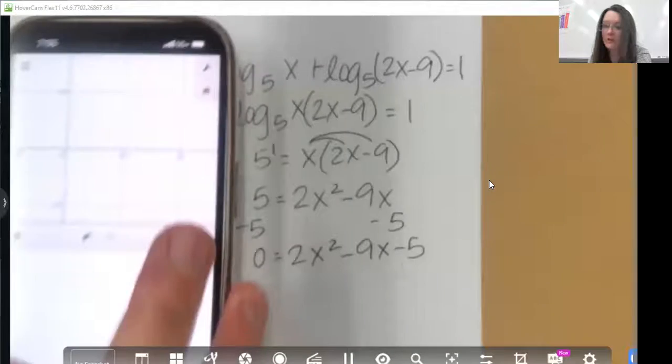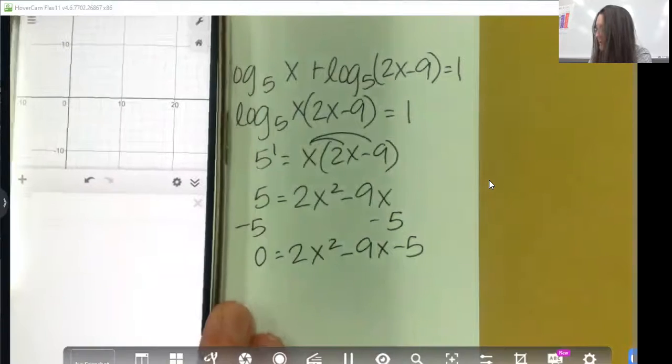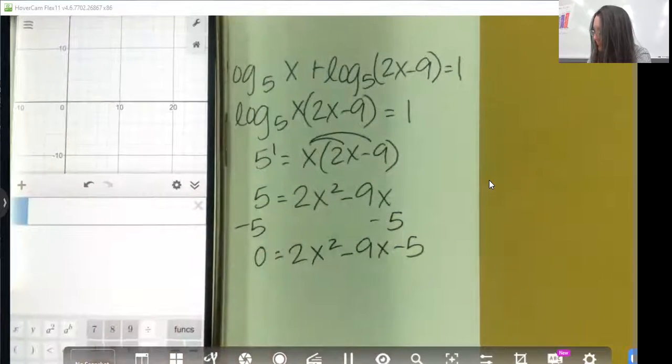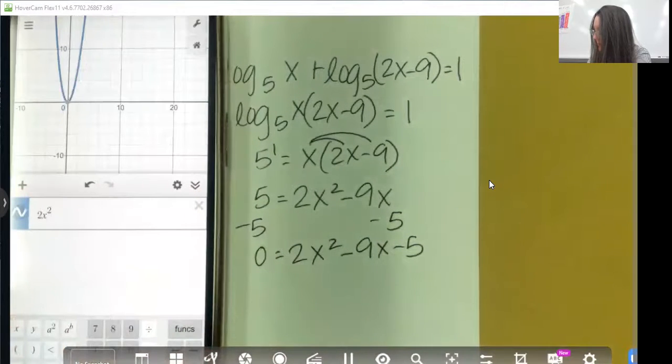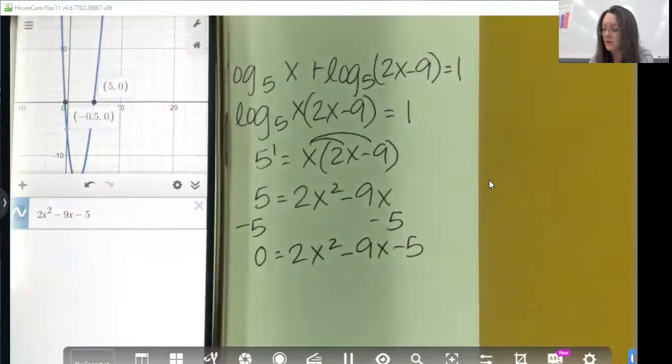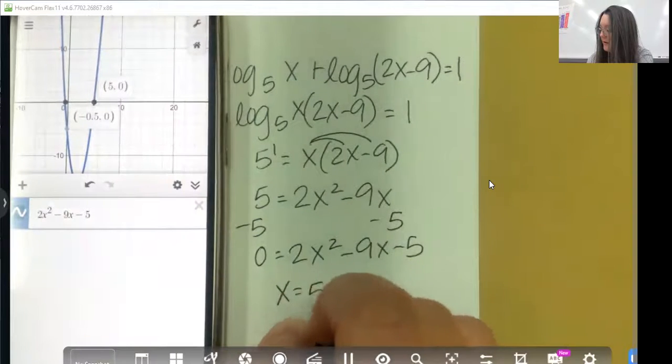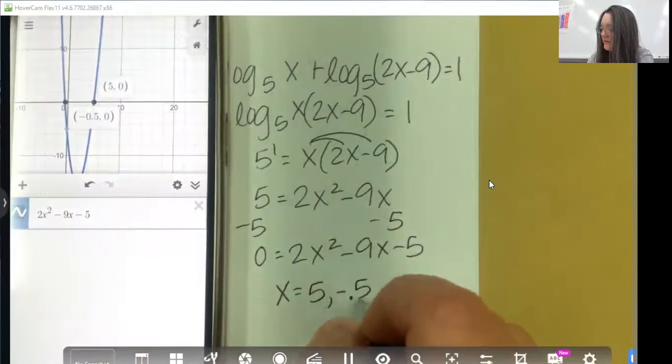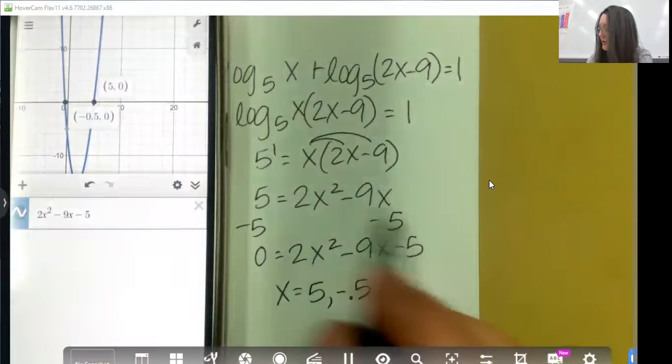Great spot for me to try to graph this and see where my zeros are. So 2x squared minus 9x. This is always a lifesaver for me, especially if I don't want to spend too much time on one single problem. So there's my answers right there. X equals 5 and -0.5. Okay, so those are my two answers.